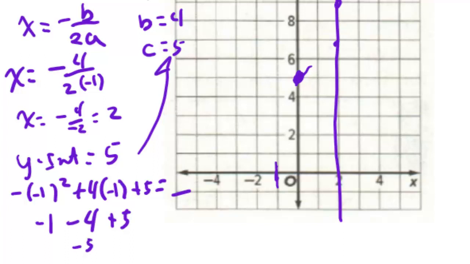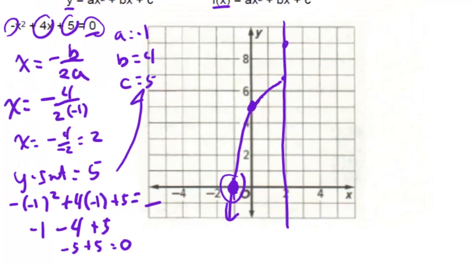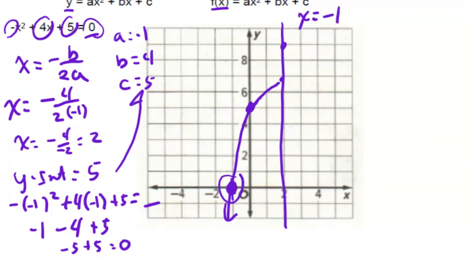So I end up with -5 plus 5, which equals 0, which means my dot actually does intersect right here on the graph. So my graph was curving something like this. I don't care where the vertex is. I just want to find out where it crosses the x-axis. So I know it crosses right here. So one of the solutions is -1. So x is going to equal -1, comma.